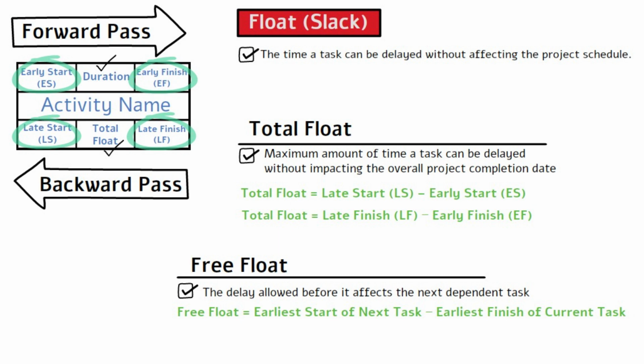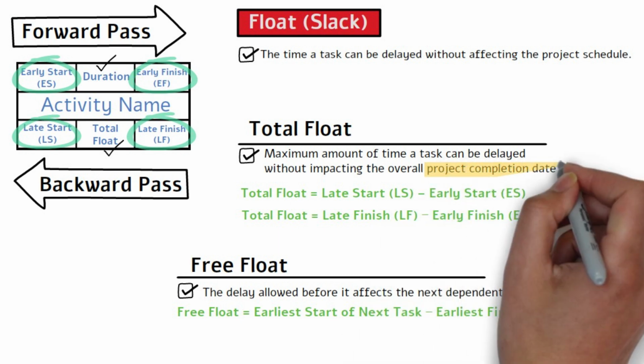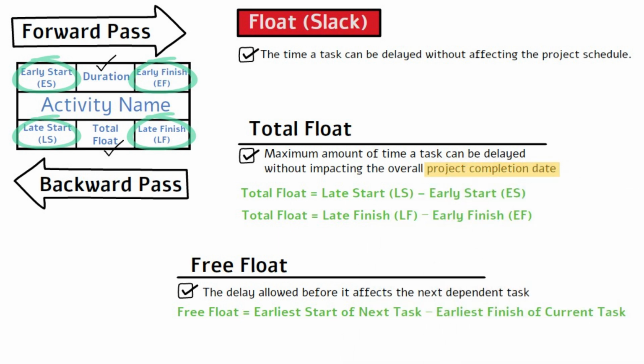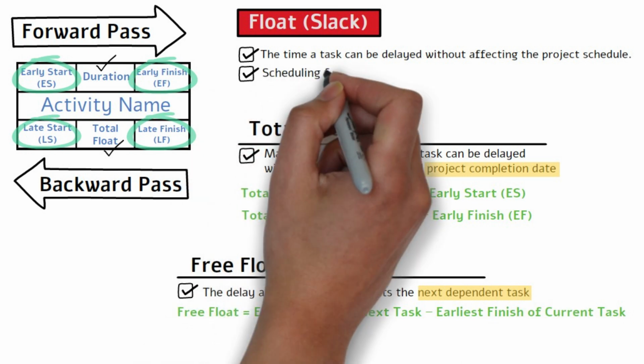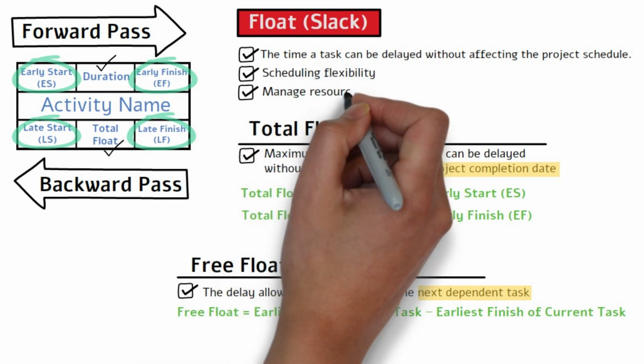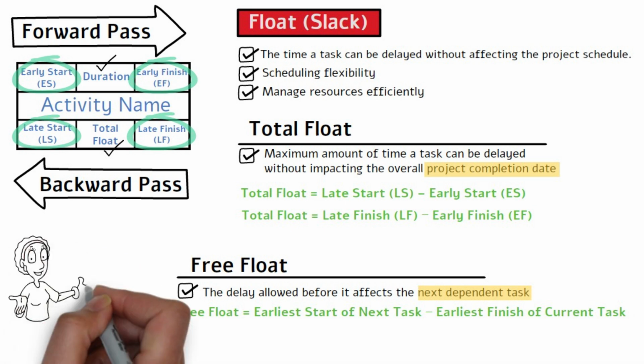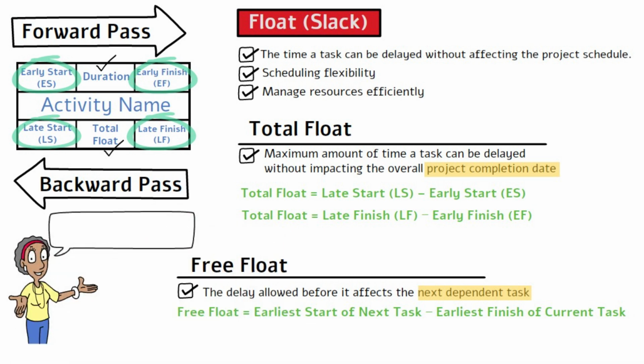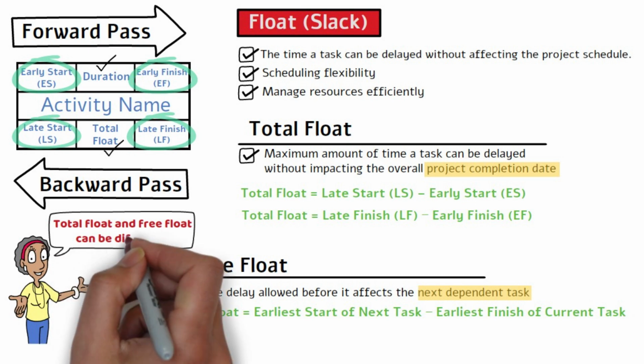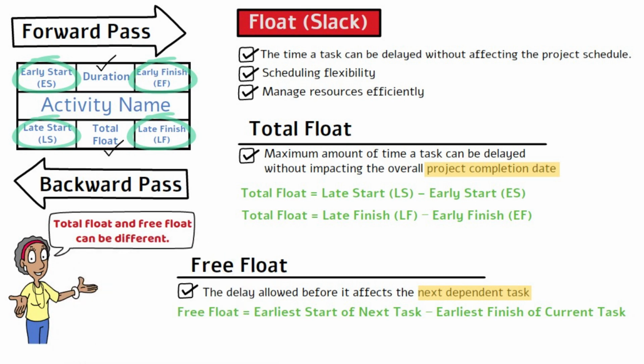Again, the key difference is that total float impacts the project end date, whereas the free float impacts the next dependent task. Float is essential for scheduling flexibility and helps project managers manage resources efficiently. While the total float and free float for an activity are usually the same, they can be different, which I will illustrate as we go through a critical path example later in the video.